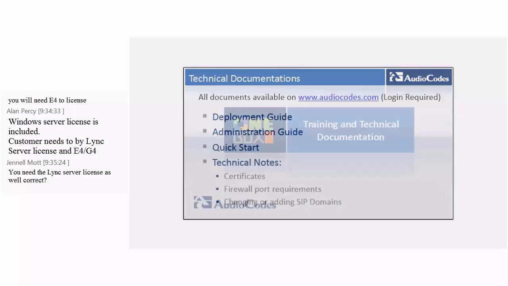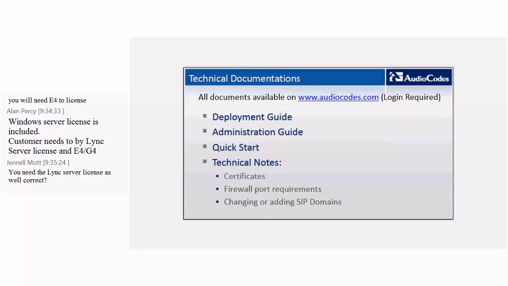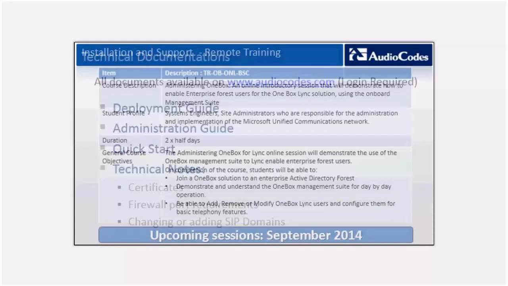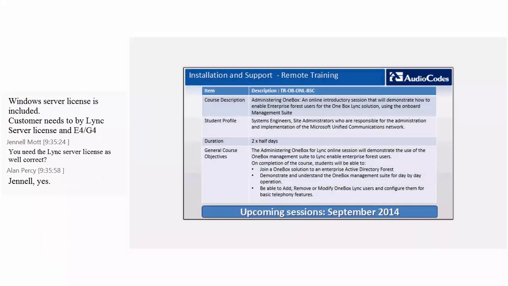Some training and documents. Our website for customers who are registered and have a login has all the documentation you need: a deployment guide, admin guide, quick start, and some technical notes. There are a couple of examples here, but there are others. I think recently we added how to pair the OneBox with Office 365 services. So different documentation is available.